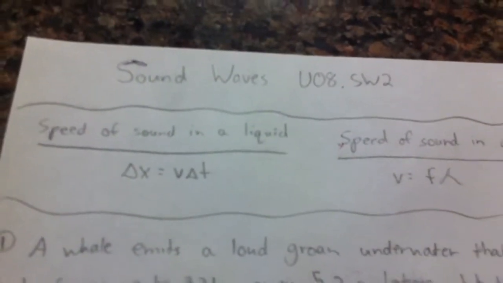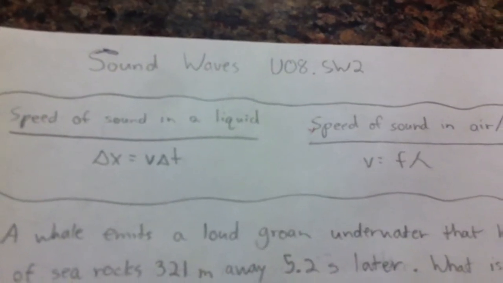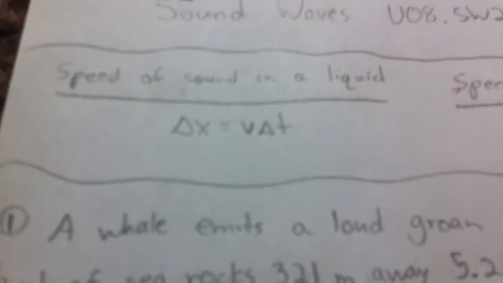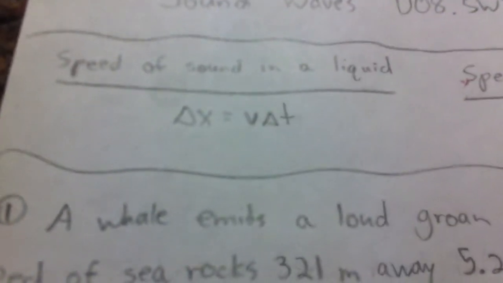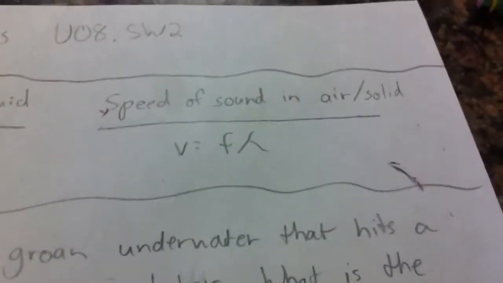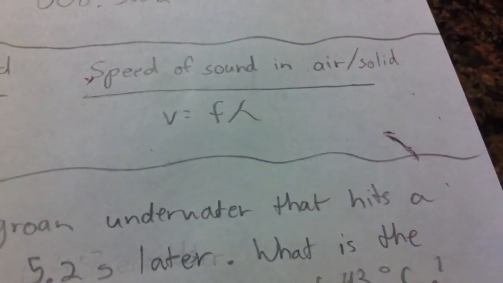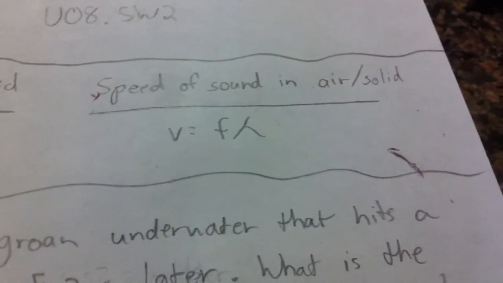Today we will be calculating the velocity of sound in a fluid, a solid rod, and in air at different temperatures. Here we have the speed of sound in a liquid. What it says is the change in displacement equals velocity times the change in time. Next we have the speed of sound in both air and a solid. Velocity equals frequency times lambda, which means wavelength. So let's try out a problem.